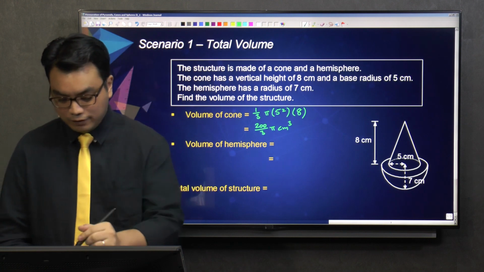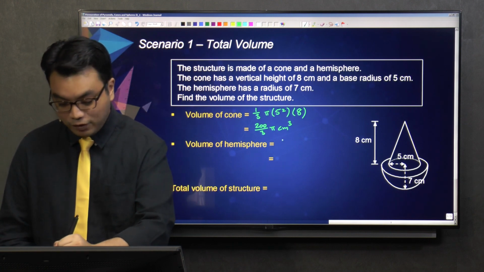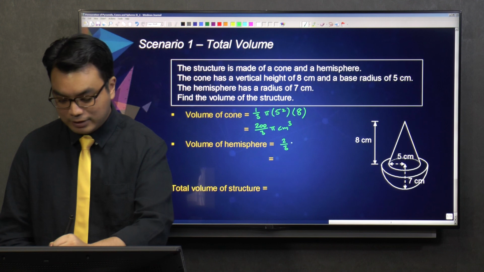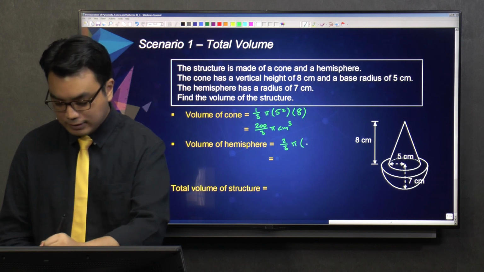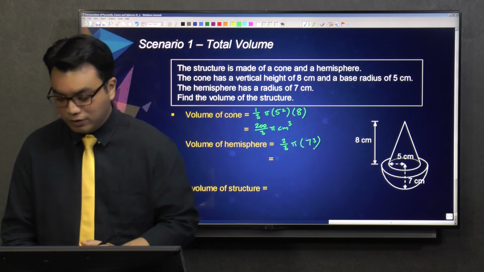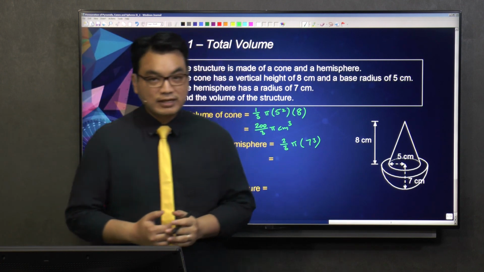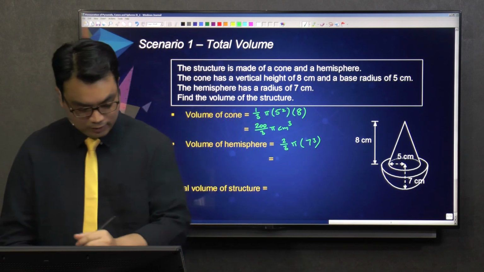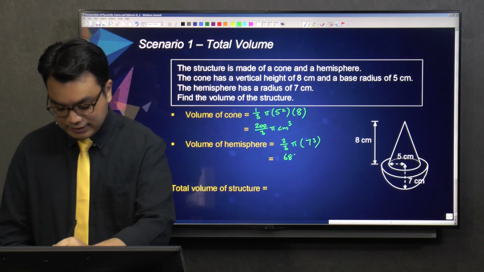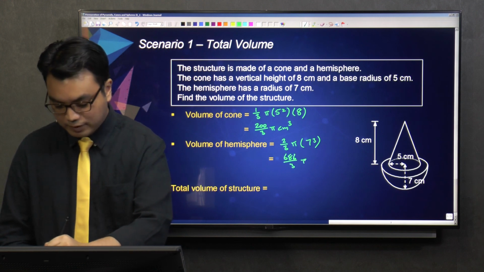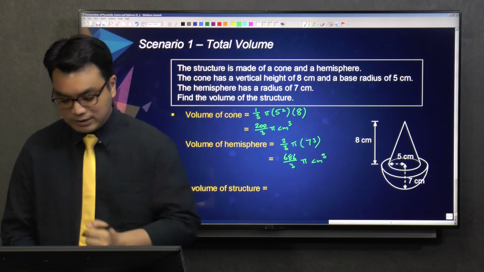Then the volume of the hemisphere. It's not 4/3, it is 2/3 pi r cubed. So pi times 7 cubed. Be careful, alright? The radius of the hemisphere is 7 cm, not 5 cm. And from here, it is 686 over 3 pi cubic centimeters.